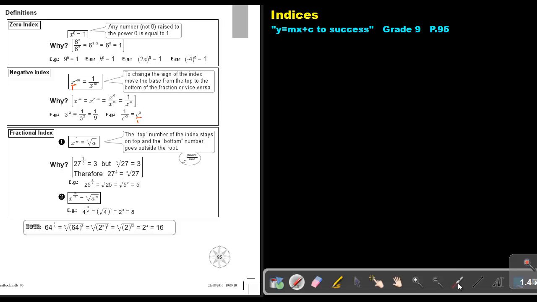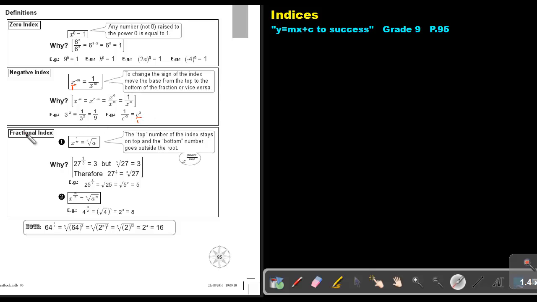Okay, so basically 3 to the power of negative 2 will be 1 over, just move it from the top to the bottom, and then you can work it out. Move it from the bottom to the top, and don't change the sign in front. Change only the sign of the index.